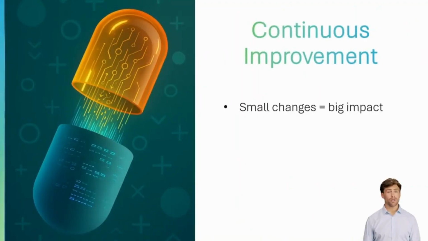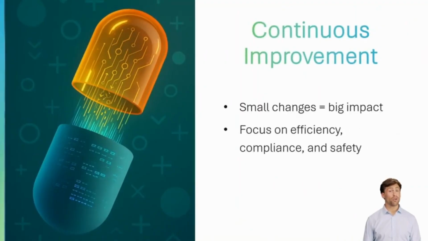Swapping paper logs for digital, updating workflows, or improving a transfer step can all add up. One change might save a minute per batch. Multiplied over the year, that's real impact.